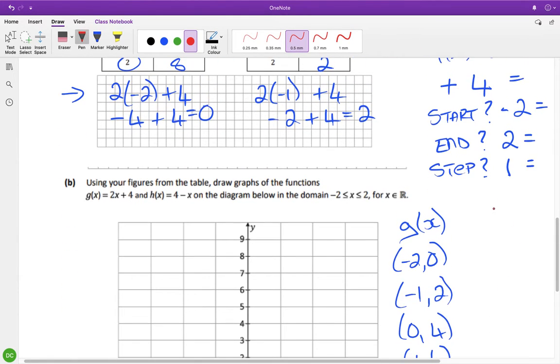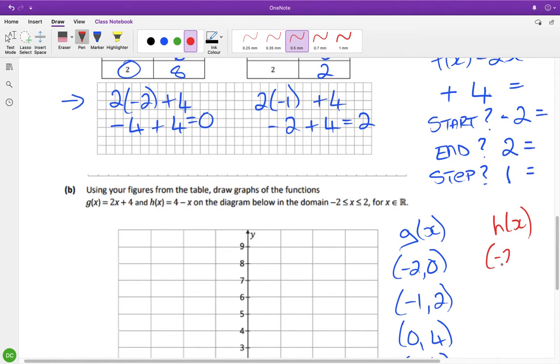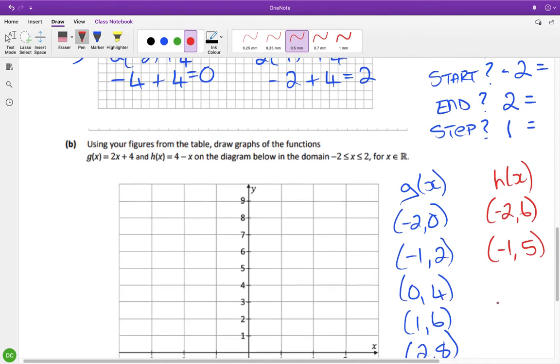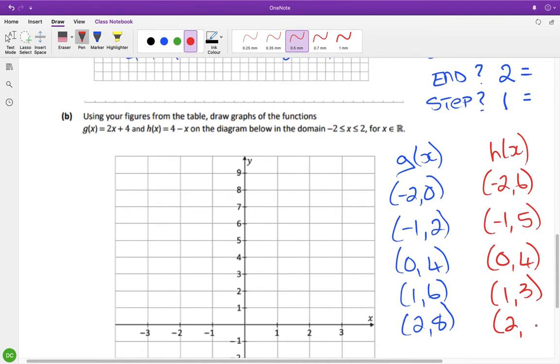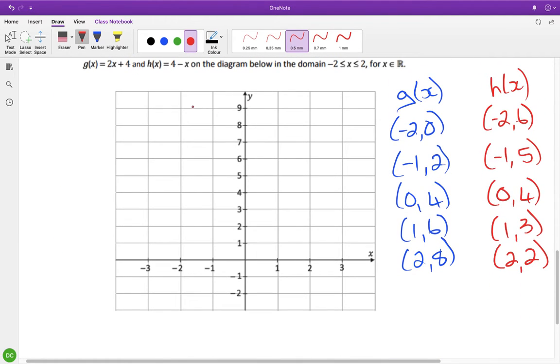For the h graph, we have -2 with 6, -1, this just keeps going down, 5, 0 with 4, 1 with 3, and 2 with 2. Is that right? Yeah. Okay, so we'll start with the blue graph.